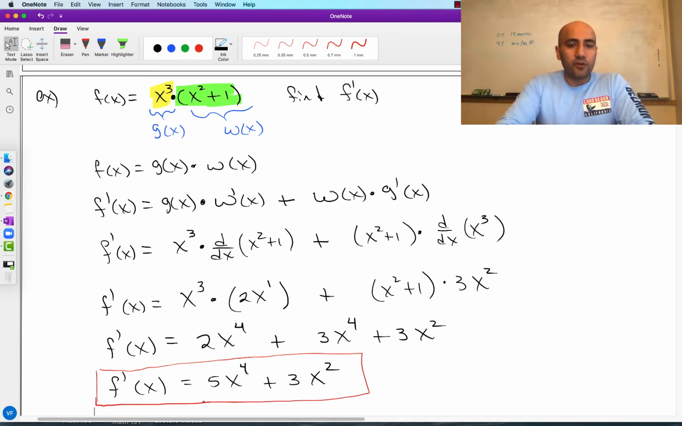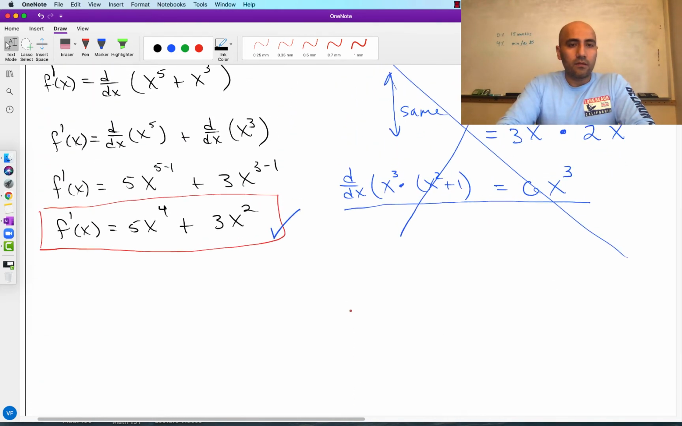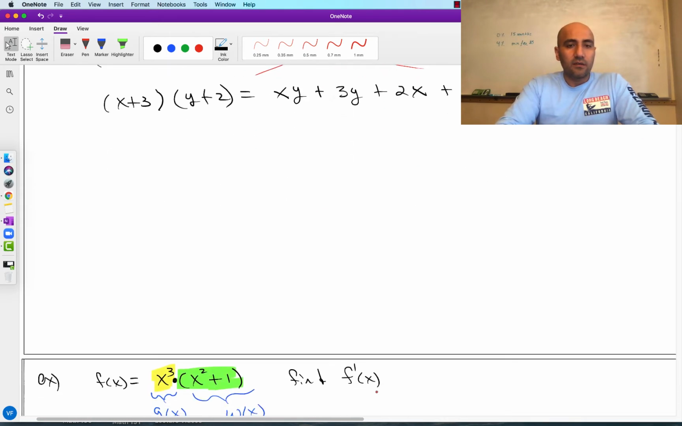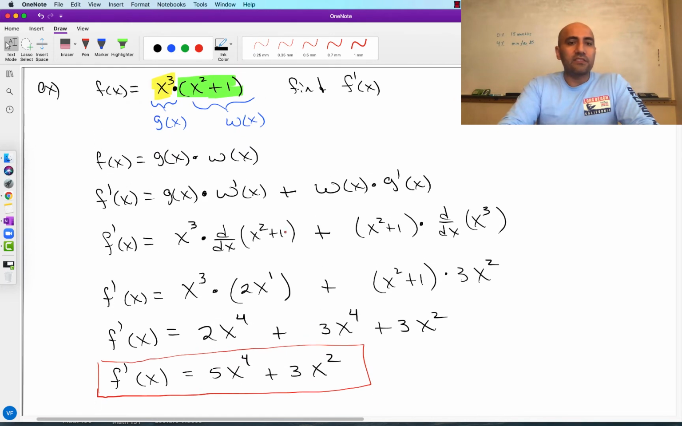And let's confirm that it matches what we got the first time. Right, so it matches exactly what we got the first time. The first time we did it by first distributing, simplifying, and then using our power rule to find the derivative. But now we found this new process that says, you don't have to distribute and simplify first. We can use this product rule, and the product rule ends up giving us the exact same answer.